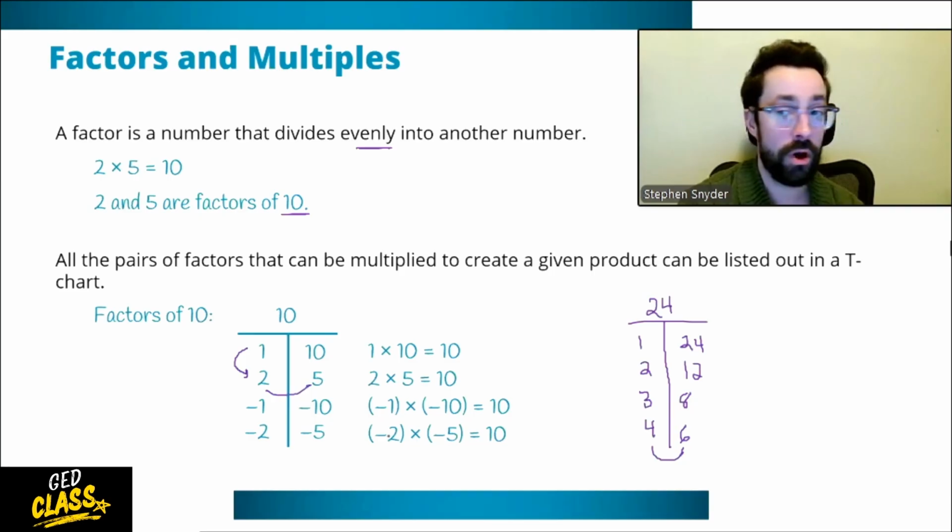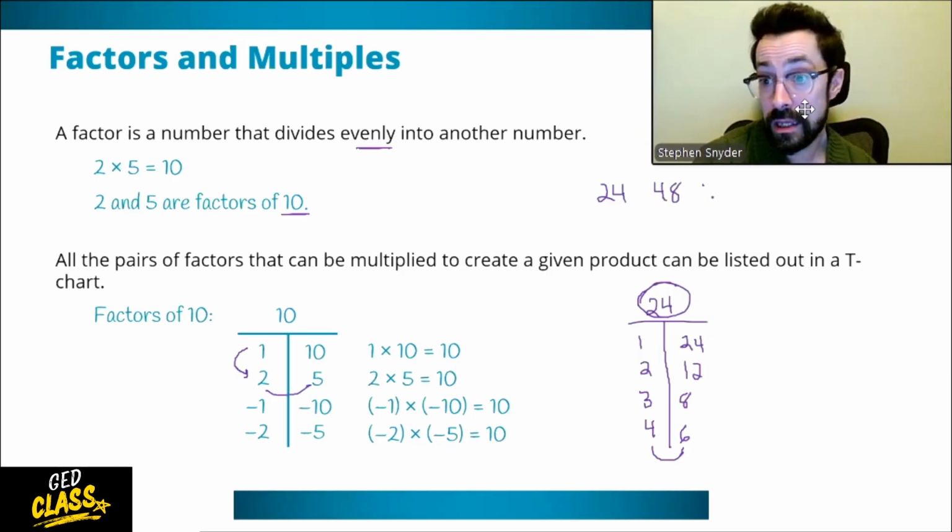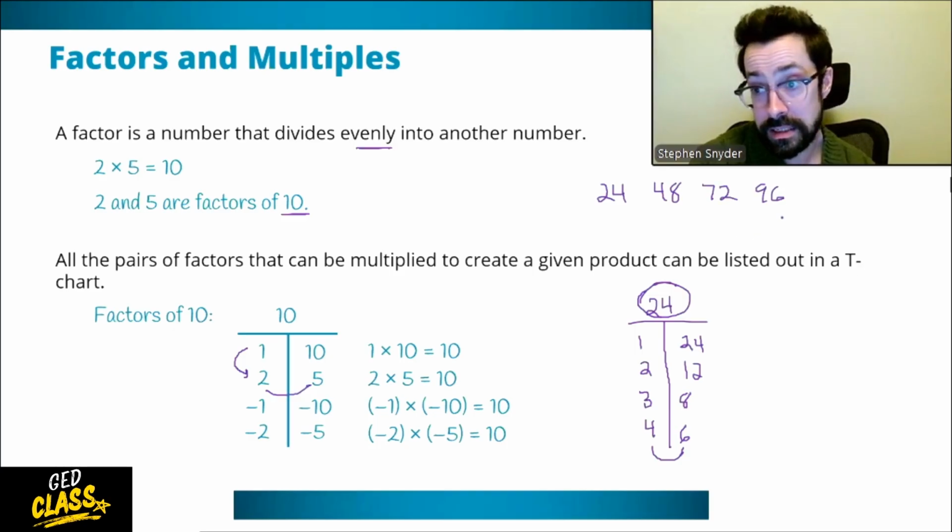Okay, so now let's talk about the opposite side of this a little bit, which is multiples. A multiple is what you get if you take your number and multiply it by any other integer, right? So some multiples of 24: 24 times 1 would just be 24. 24 times 2 would be 48. 24 times 3 would be 72. 24 times 4 would be 96. 24 times 5 would be 120, etc.